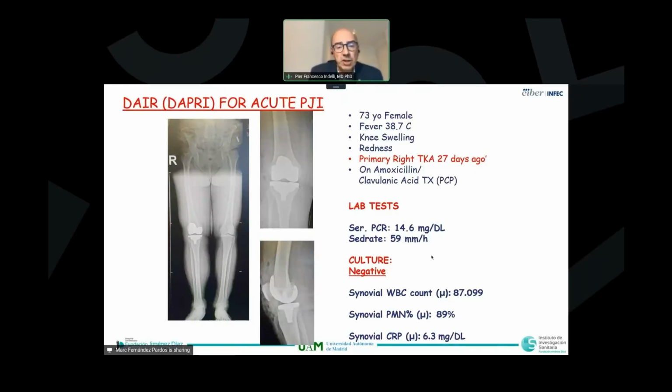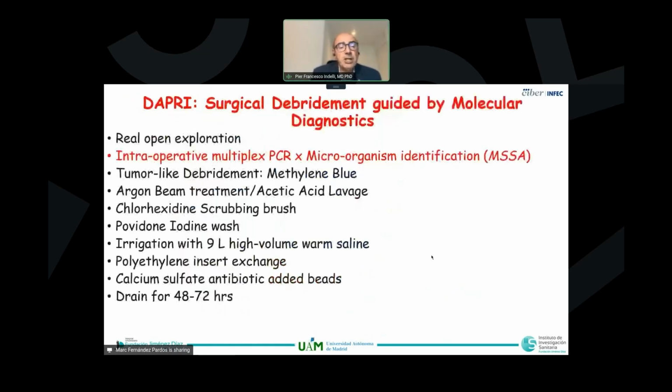This is again one of my patients, a 73 year old female, with fever, knee swelling, skin redness. She had a primary total knee done 20 days earlier. The patient went to the primary care physician and was put on oral antibiotics. In the laboratory testing you see there elevated PCR, elevated ESR. Unfortunately, because the patient was on antibiotics, the culture was negative, but the synovial markers were all elevated. So this patient underwent DAIR, so surgical debridement, and this was guided by molecular diagnostics.